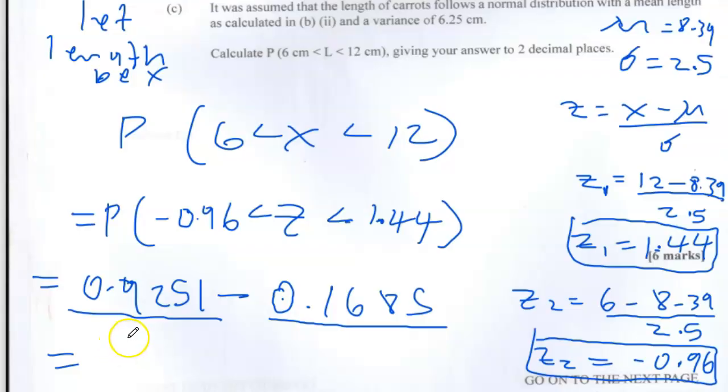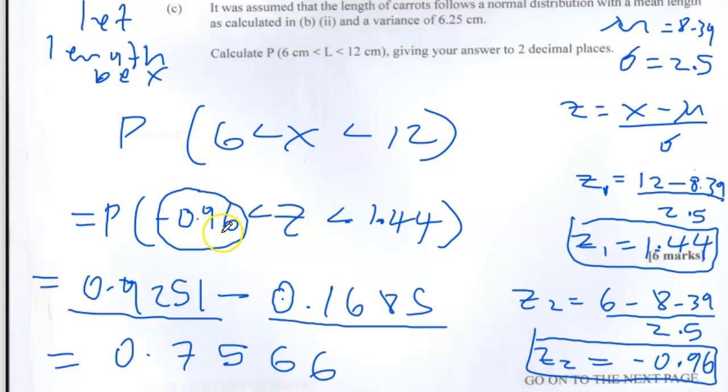And we end up with 0.7566 as a solution. To find negative 0.96 using a table, one thing you could do is find the 0.96 for the z, get the probability, and then subtract it from 1. You'll end up with 0.1685. So I could use a positive z value and subtract it from 1, and you'll end up with 0.1685. Alright, so that's that. That's a graph for the histogram.